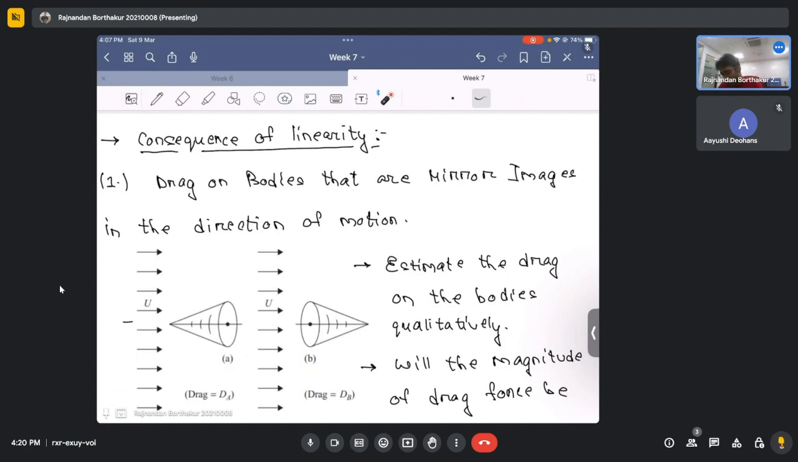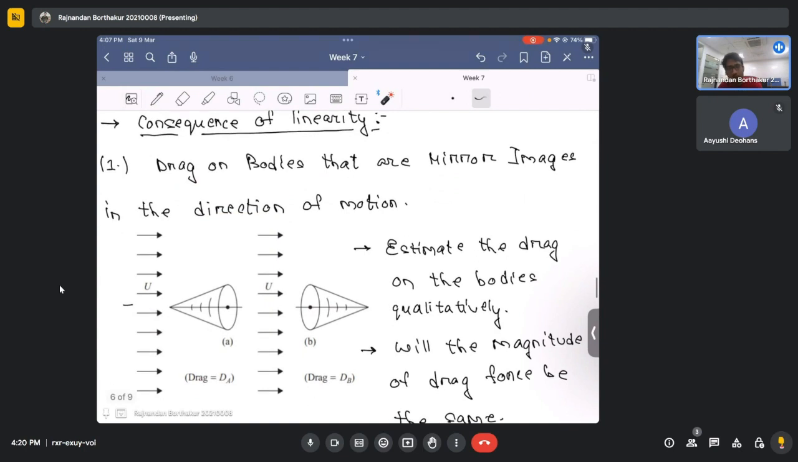let's consider a first example into understanding what the consequence of linearity brings in. Let us try to understand the drag on bodies that are mirror images in the direction of motion. So in the limit of low Reynolds number flows, let's say I want to estimate the drag on a conical object which is placed in a uniform flow, coming with a far field velocity u, as you can see from this figure.